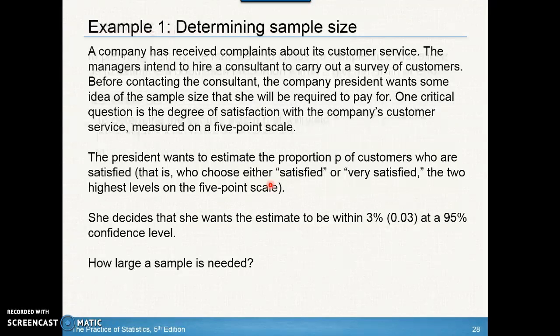Okay, so why don't you go ahead and try this one. This one is asking for how large a sample size is needed, and then go ahead and check your answer on the next slide.